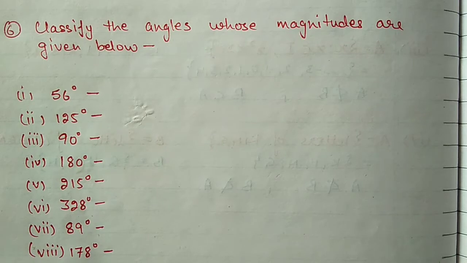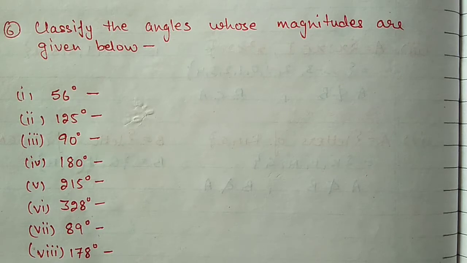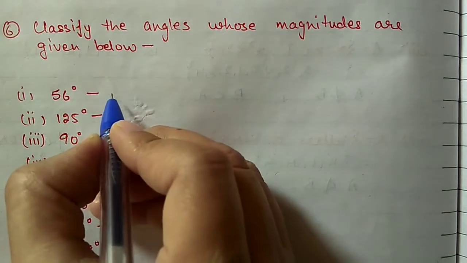Next, question number 6. Classify the angle whose magnitudes are given below. So according to their magnitude, we have to classify these angles as 0, acute, right angle, obtuse angle, straight angle, reflex angle, or complete angle. So first one, it is given 56 degree. 56 is more than 0 but less than 90 degree. So it will come under acute angle.